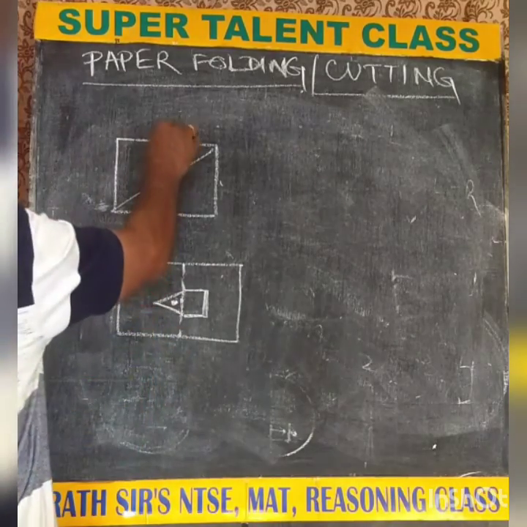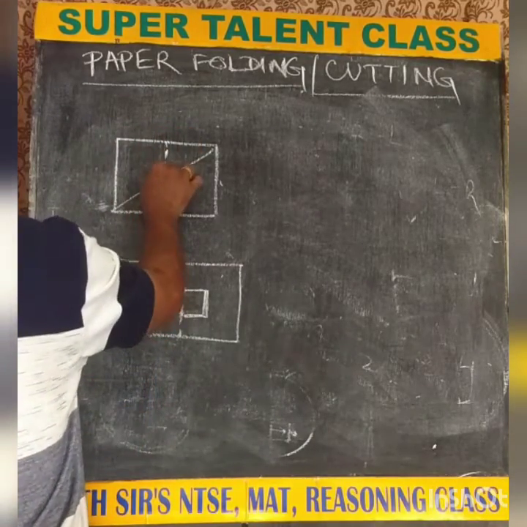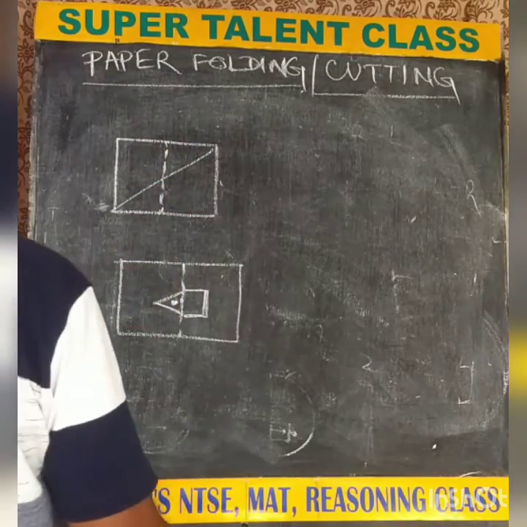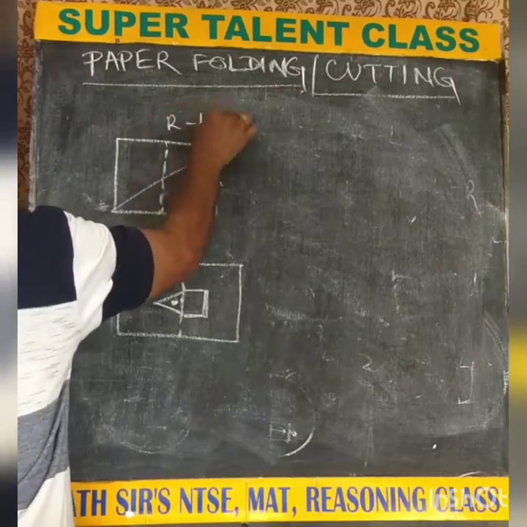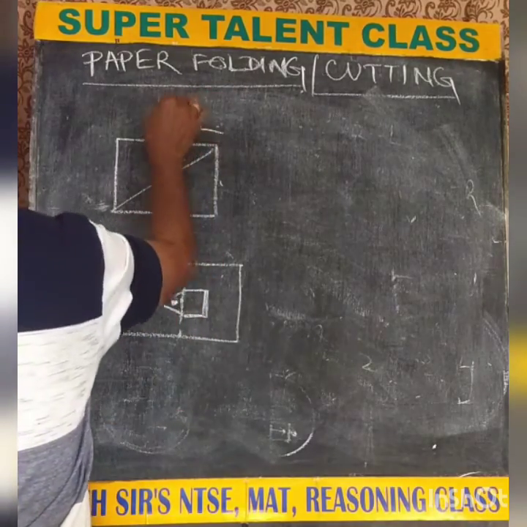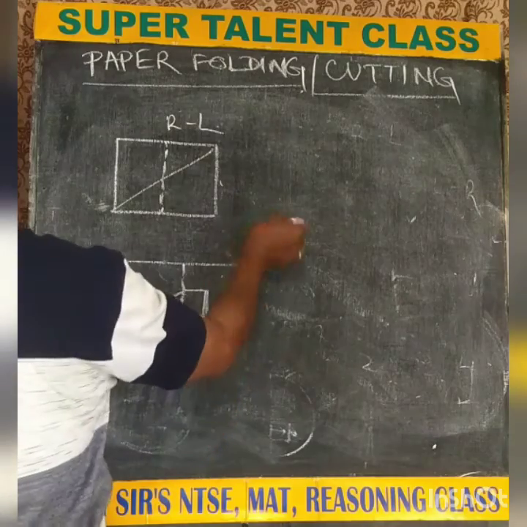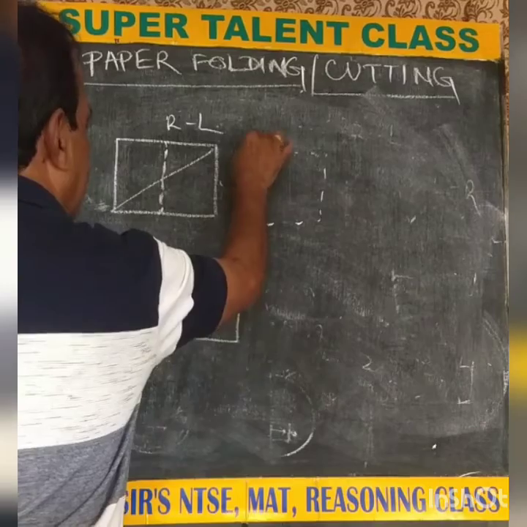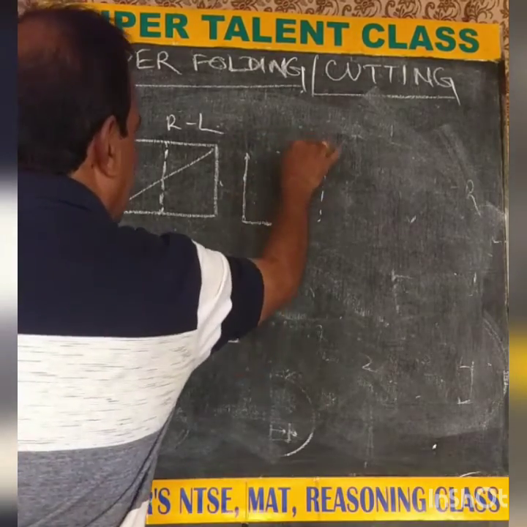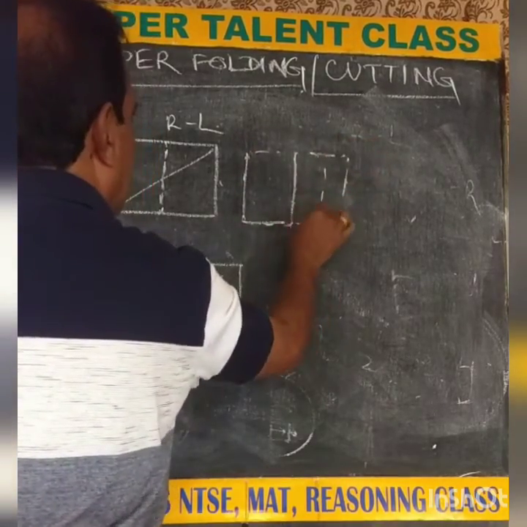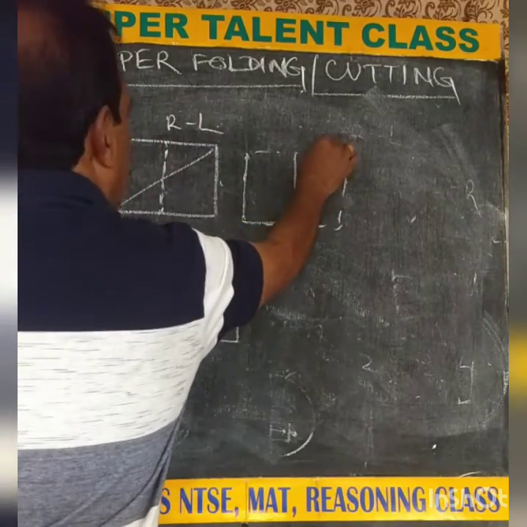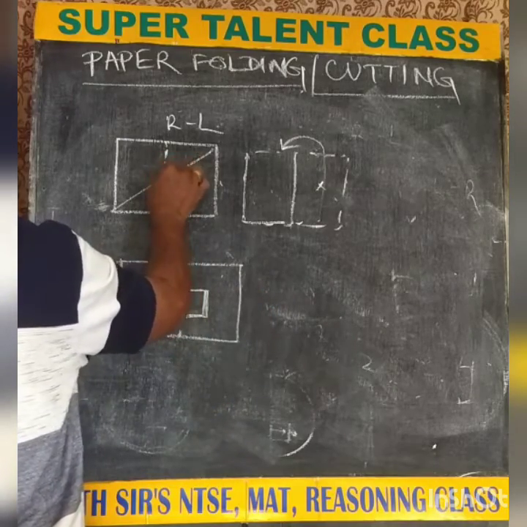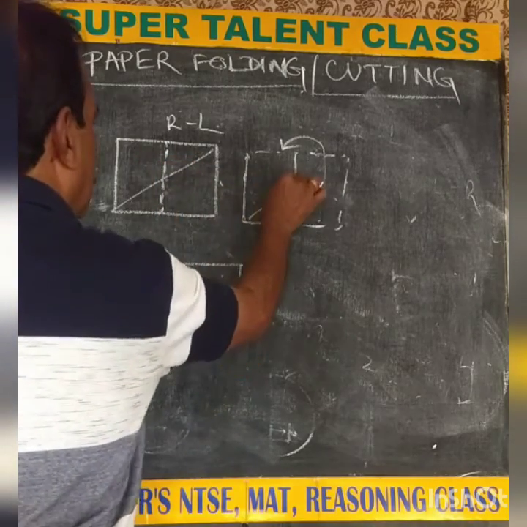This figure you see, very simple figures. It is folded in this line, and when it will be folded, right to left. So right to left means left side will be fixed and right side will be vacant. Left will be distinct, right side will be vacant. This you keep in mind. Just you see when it will be right to left, how it will be looking like this.